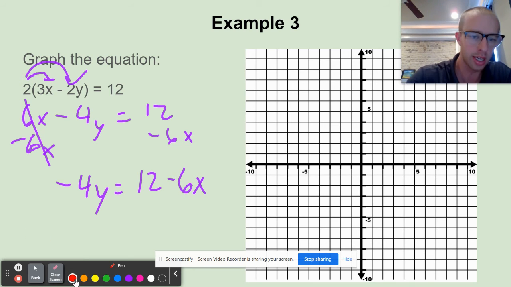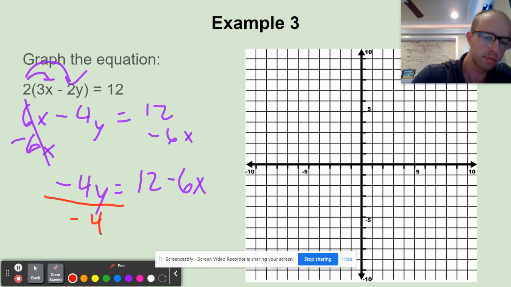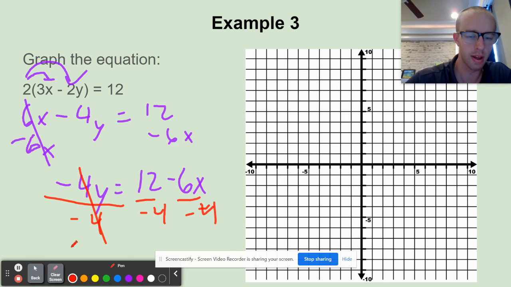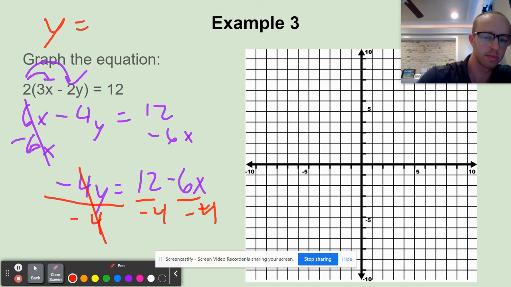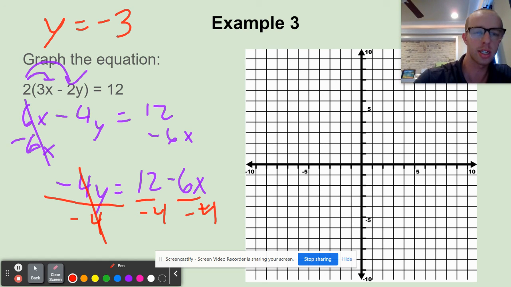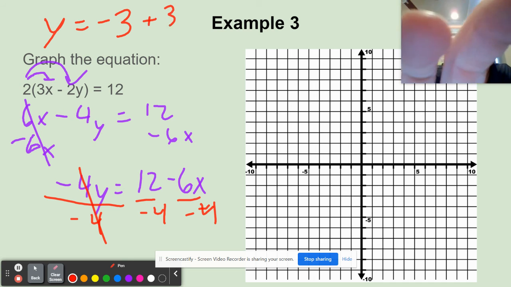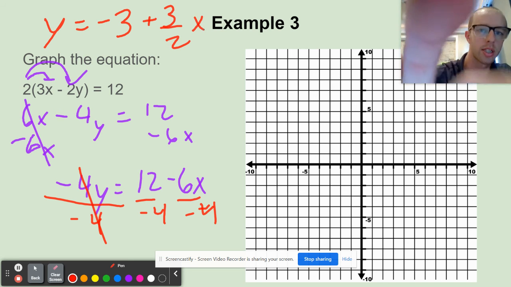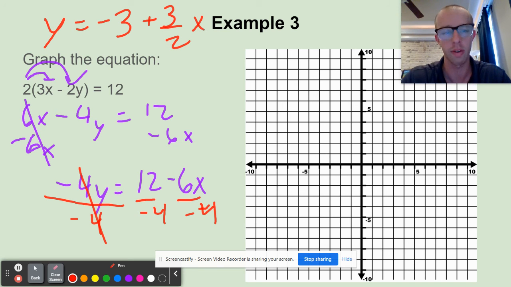And now I can divide each side by negative 4. These cancel. I'm left with, I'm going to finish my equation up here. y equals 12 divided by negative 4 is negative 3. And negative 6 divided by negative 4 is going to be a positive 3 over 2. You got to get good at simplifying fractions. So now I have y equals negative 3 plus 3 over 2x.